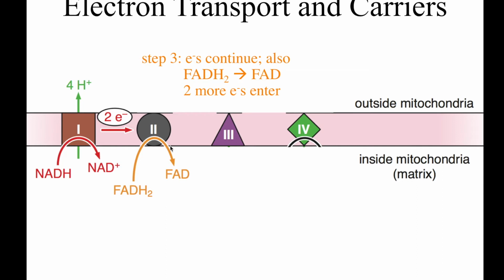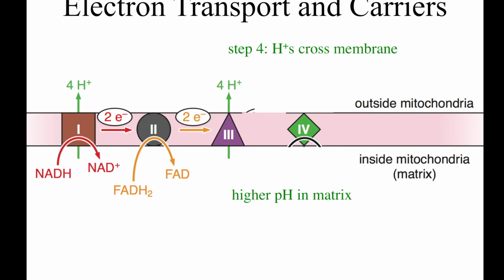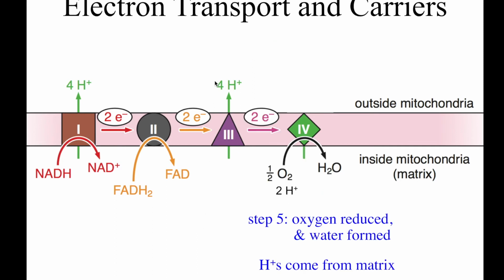FADH2, those electrons, same sort of thing. They're going to come off FADH2. FADH2 gets oxidized into FAD. Those electrons get passed on to complex 2. They're just entering the chain at a different place. And that energy that is released, the delta G that can be used to do work, does the work of moving even more protons into the intermembrane space, from the matrix into the intermembrane space.